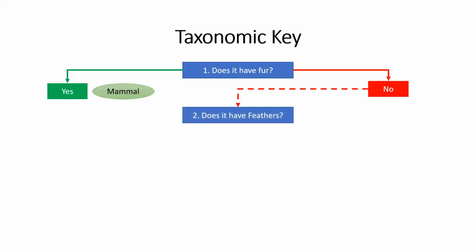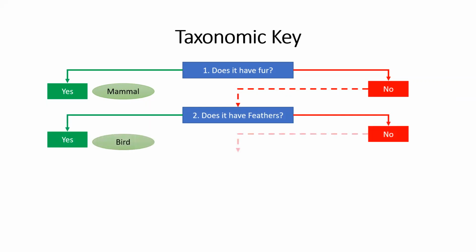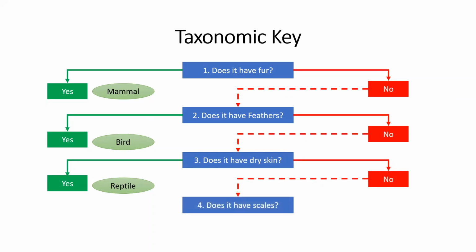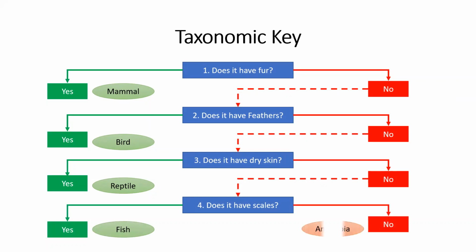Does it have feathers? If it is yes, then it is a bird. If it is no, move on to the next question. Does it have dry skin? Yes, then it's a reptile. If it is no, then move on to the next question. Does it have scales? Yes, it might be a fish. No, then mostly it's an amphibian. So this is how we identify organisms according to taxonomic keys.